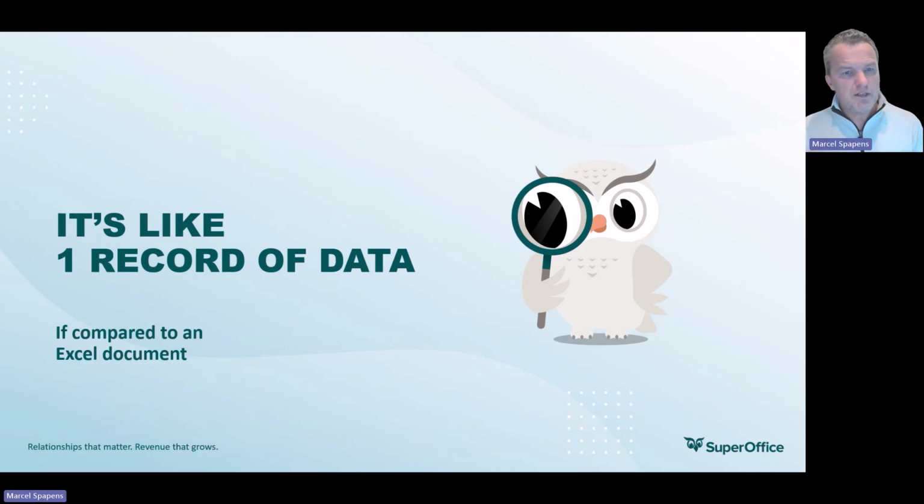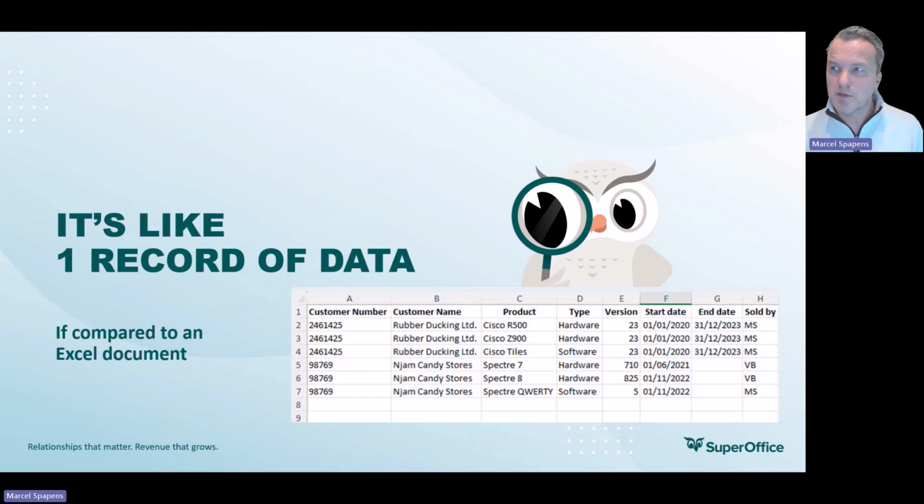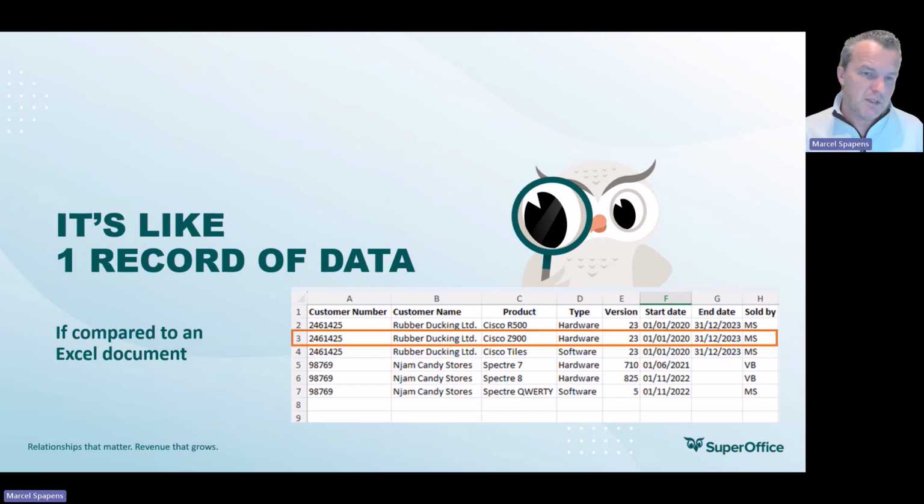And such an email is treated as one record of data. That's how you need to look at it. If I compare this to an Excel document that we can use as a source to import into DataBridge, the email would give you just one record. So every detail in the email can be treated as one record, if you compare it to an Excel sheet, a source document.